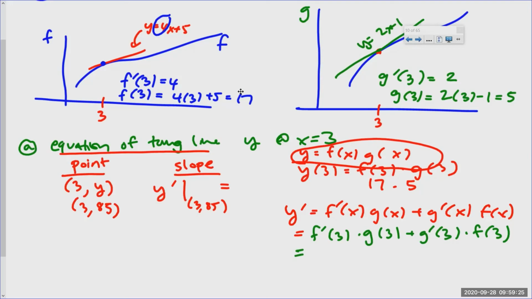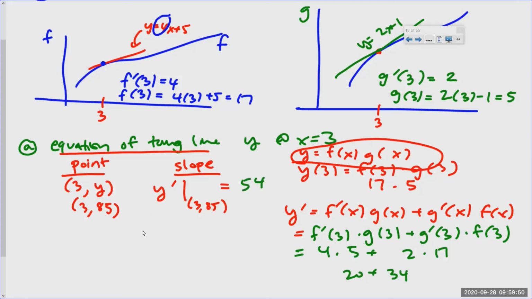And so then all these numbers we know. We know f prime of 3 is 4, we figured that out. We know g of 3 is 5, we figured that out. Plus g prime of 3 is 2, times f of 3 is 17. So that's going to be 20 plus 34, so that's 54. Let me know if you see something else.